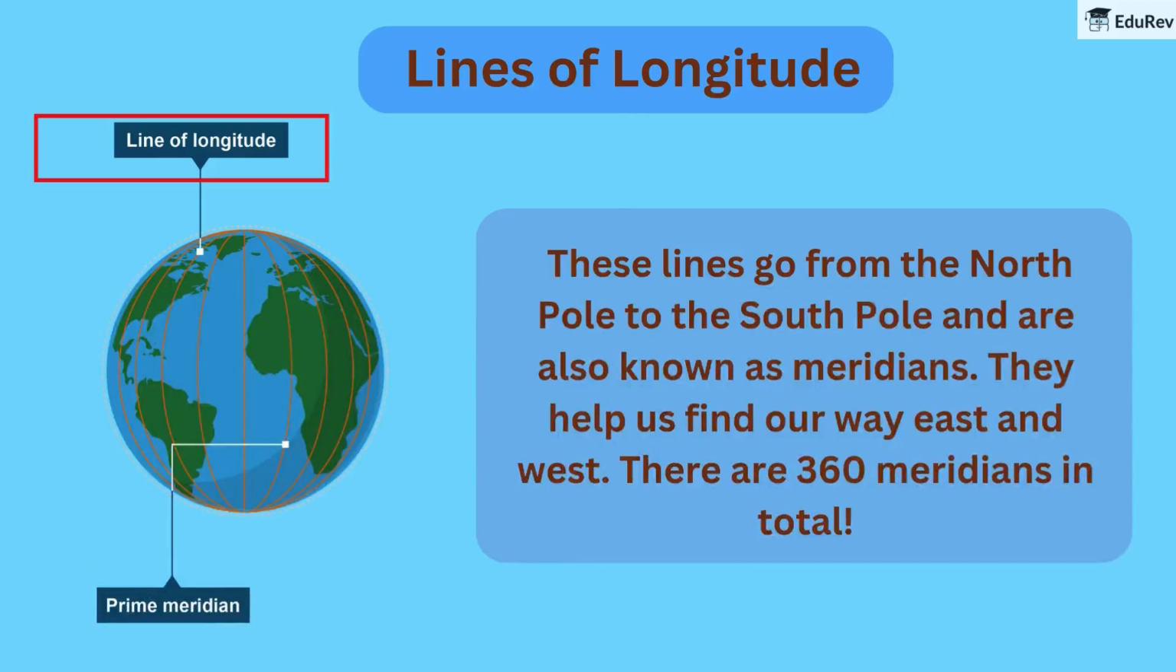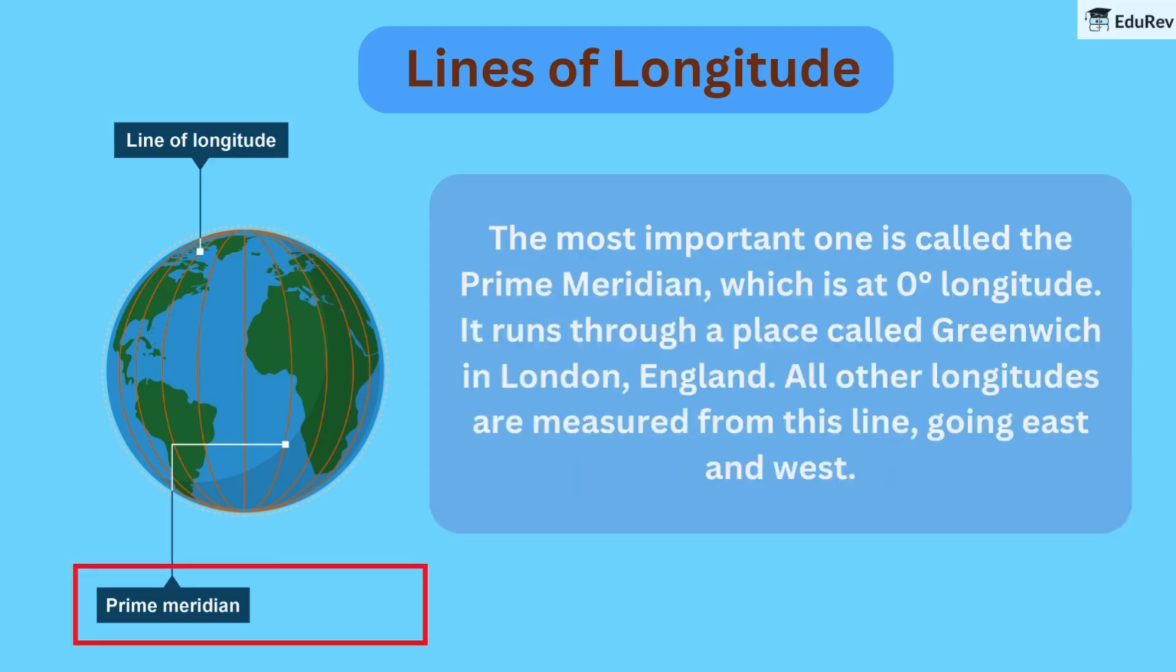Now let's talk about another set of lines, lines of longitude. These lines go from the North Pole to the South Pole and are also known as meridians. They help us find our way east and west. There are 360 meridians in total. The most important one is called the prime meridian, which is at 0 degree longitude. It runs through a place called Greenwich in London, England. All other longitudes are measured from this line, going east and west.